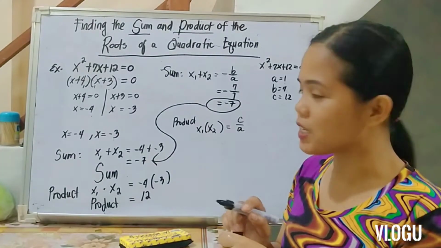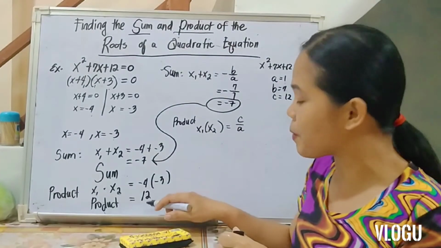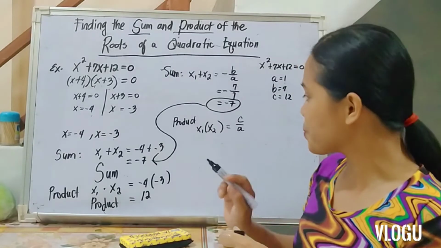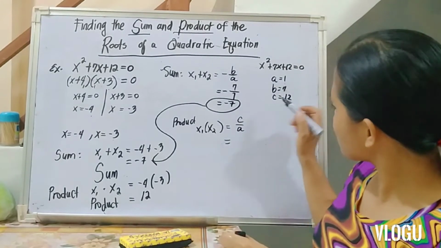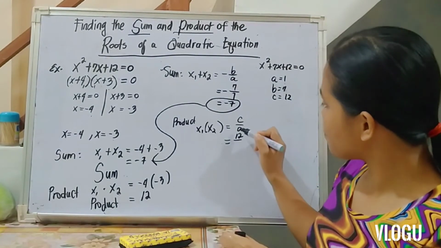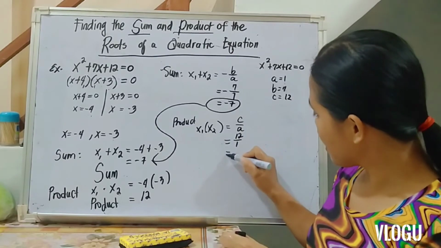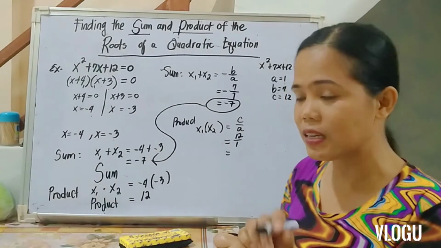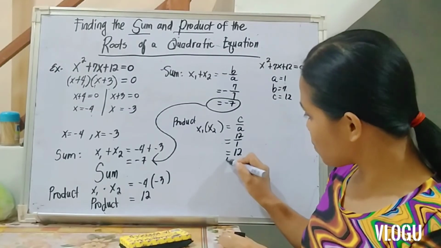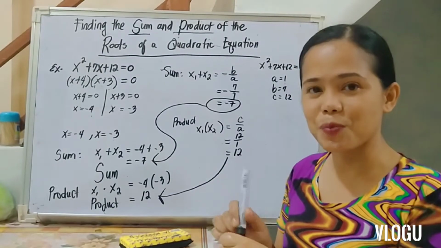Now let's try the product. Let us see if we can really get positive 12 using this formula. The value of your c is 12 and the value of your a is 1. And 12 over 1 is indeed equal to 12. So we still got the same product.